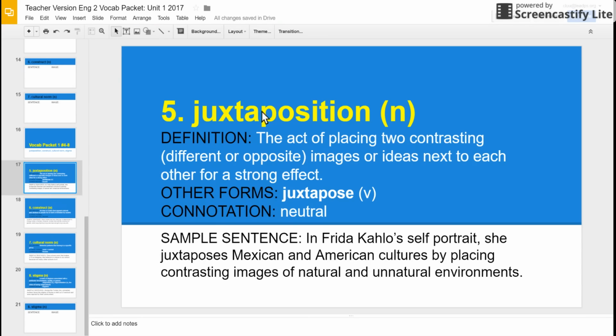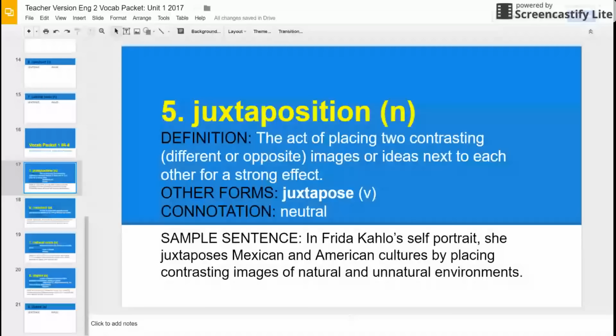So notice that the second part of this is position. We pronounce that juxtaposition. This is a noun. Another form of this is juxtapose, which is your verb. And the definition is the act of placing two contrasting, that's the key word here, different or opposite images or ideas next to each other for a strong effect. So we're really looking at something that's different from each other.